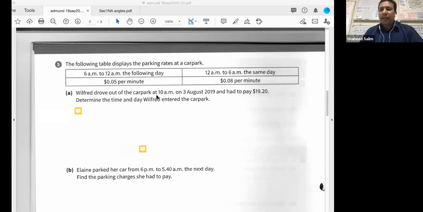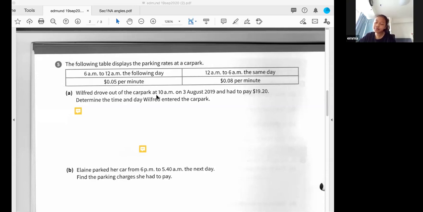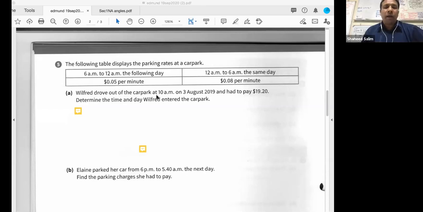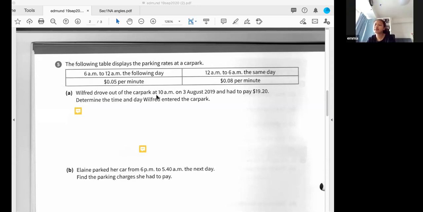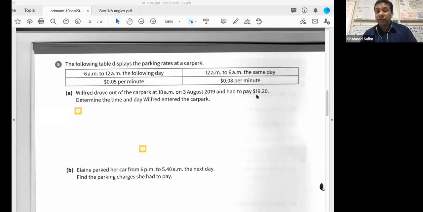Six a.m. to 10 a.m. You can do this. 240 minutes. Good. How much is that? 240 at 5 cents. $12. So now you must minus the $12 from here. Then the balance money is spent here. Find out how many minutes is spent here. Sorry for the mistake just now.